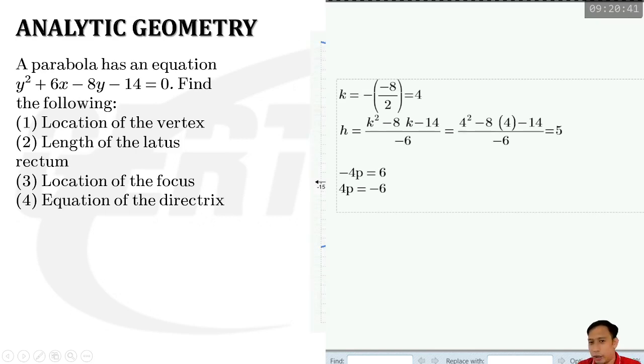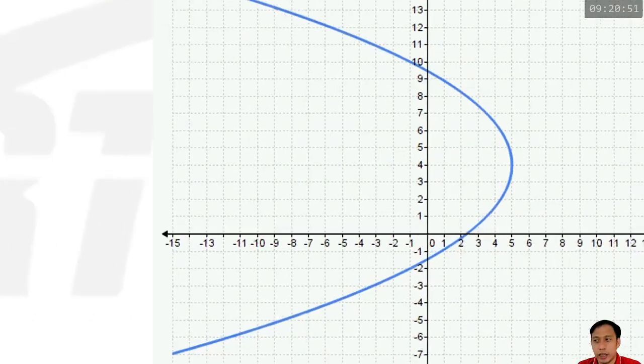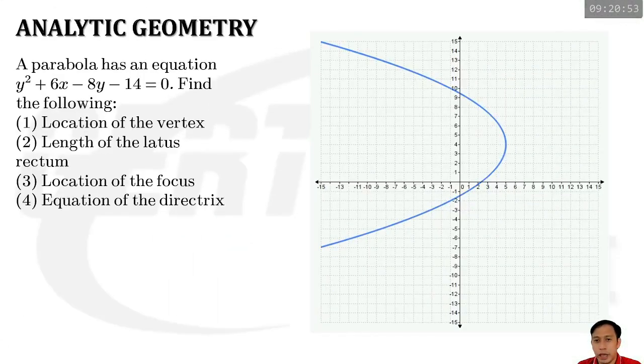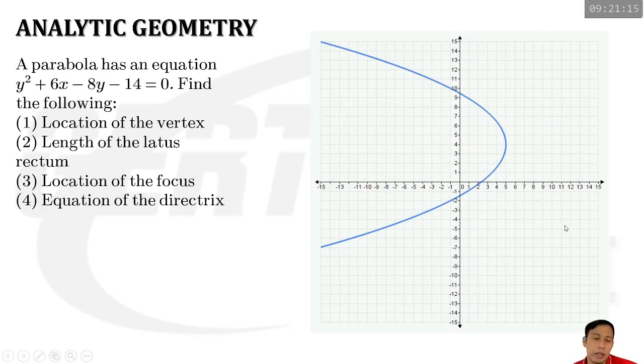If we would graph that, ito yung graph actually. Ipakita ko na lang diretso. Its vertex is at h equal to 5, no? And k equal to 4, no? 4, 5, right? And it opens to the left. The directrix should be located somewhere dito sa right side, no? Nasa right side ng parabola.